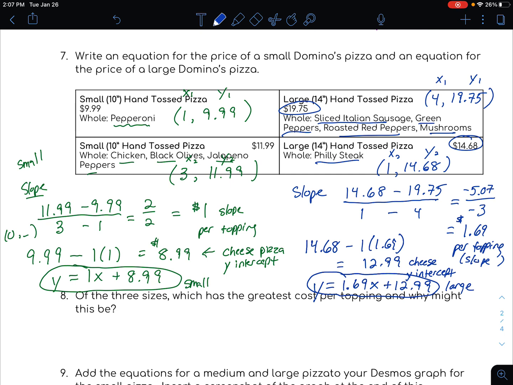So for each one of these situations, we had to figure out what's our slope, what's our rate of change. In that case, it's the per topping price. And then what's our y-intercept, which is the original cheese pizza without any toppings. And so notice they all have a little bit of a difference in their price structure. Each one has a little bit different slope per topping. Each one has a little bit different y-intercept. Of the three sizes, which has the greatest cost per topping?